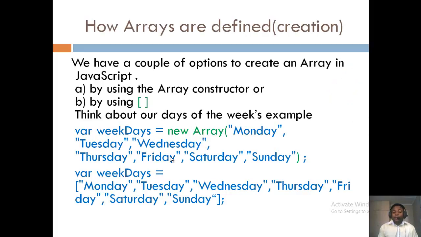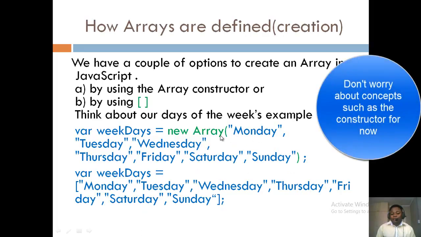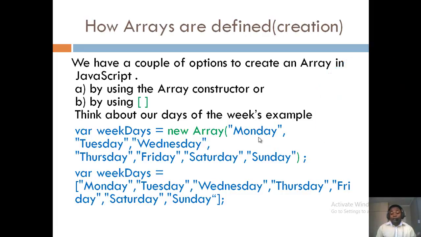So now if we think back about the days of the week example, this is how we can represent the same information in one single variable. Here we are creating one variable and we're calling it weekdays, and to it we are assigning, you can see, a constructor which starts with the new keyword. So here we have new Array, and inside the opening and closing parentheses, we just give the list of the values that we want to store in this array.